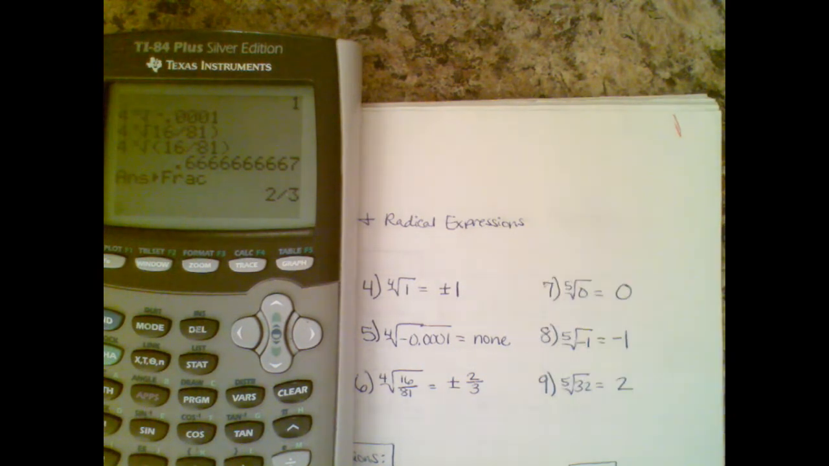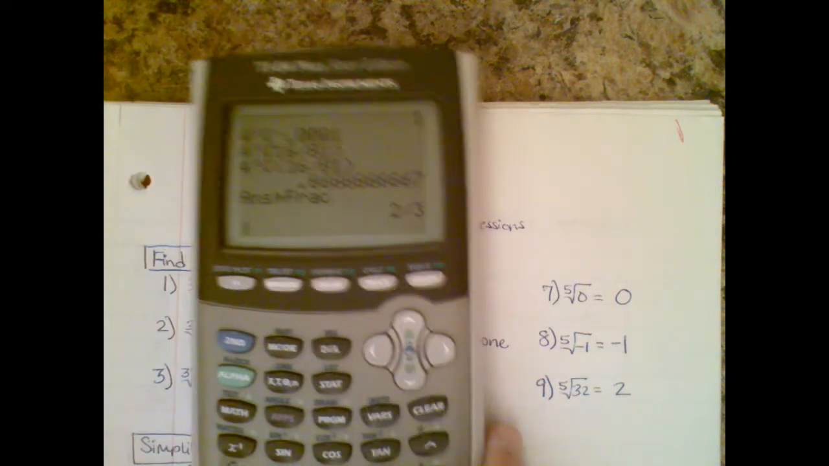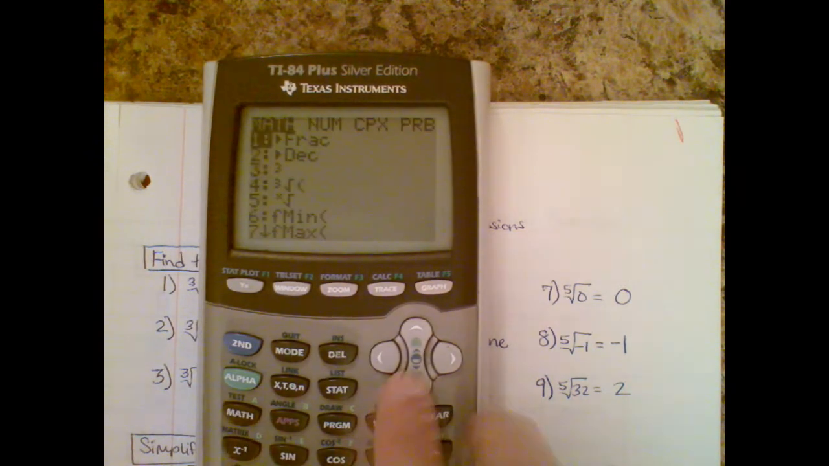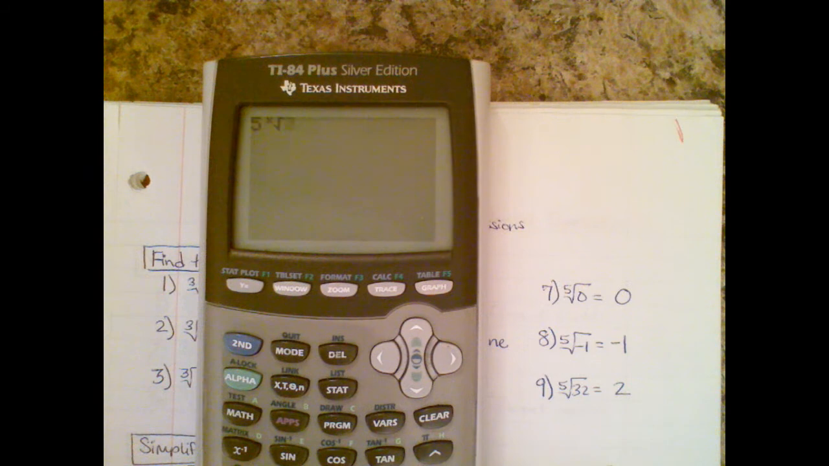Alrighty, these last ones, we're taking the 5th root. So again, we're going to click 5, go to math, go down to that x root, and then 0. So the 5th root of 0 is just 0.